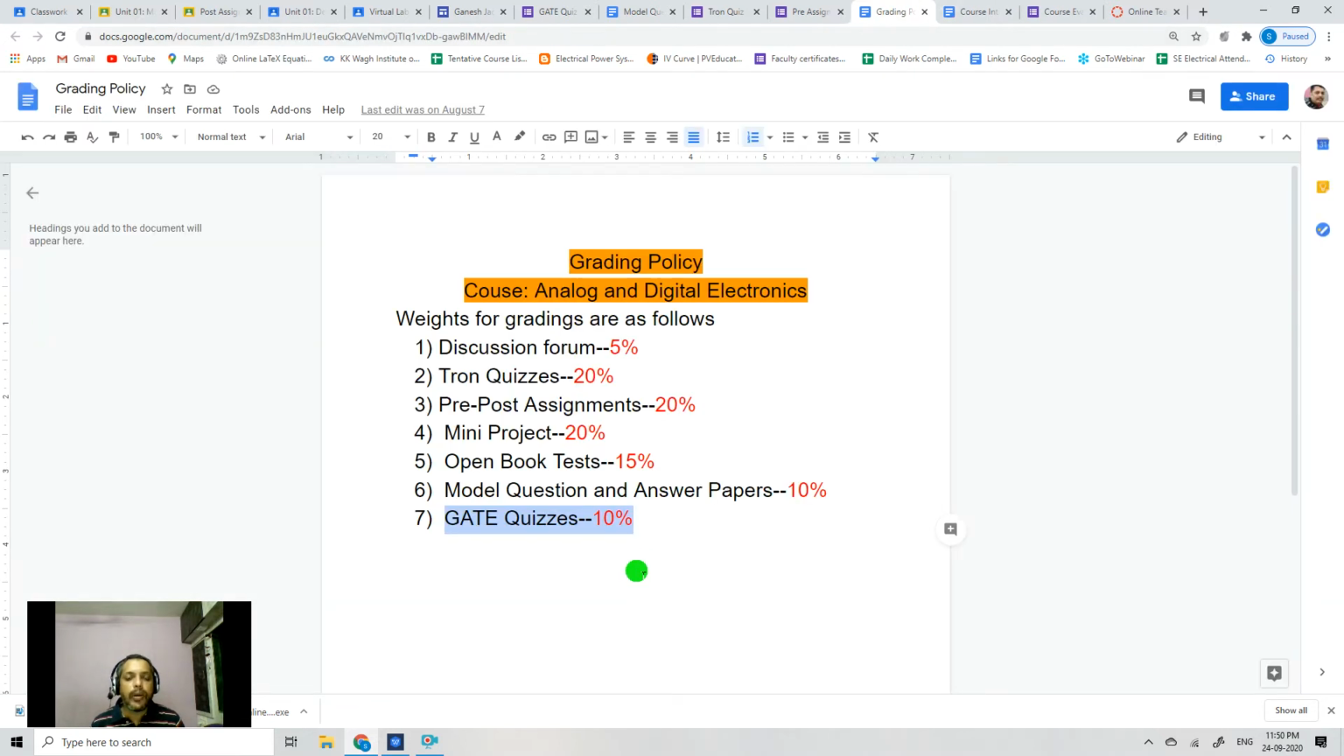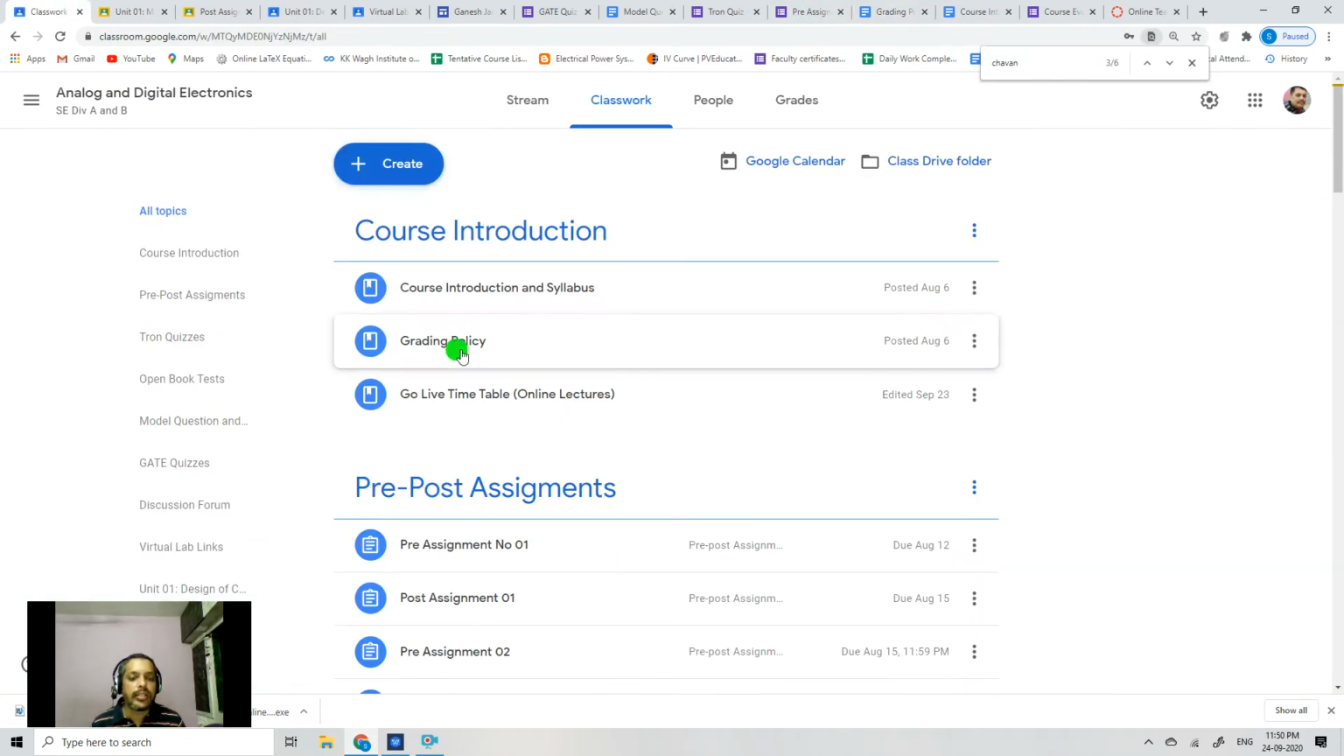Then in the grading policy, I have posted that the discussion forum will be 5%, Tron quiz is 20%. Since their subject is electronics, I am giving the name Tron. Pre-post assignment 20%, mini project 20%, open book test 15%, model question answer paper design 10%, and GATE quizzes are 10%. So this is the grading policy which I have introduced.